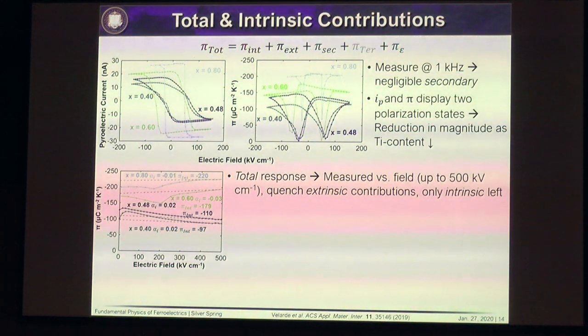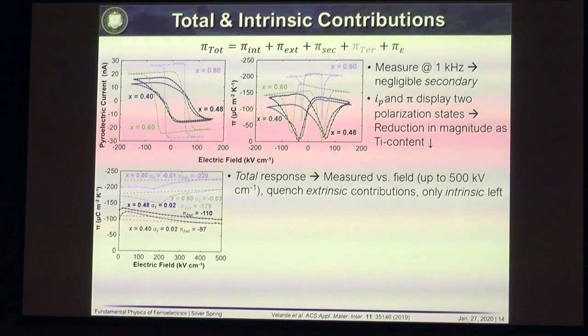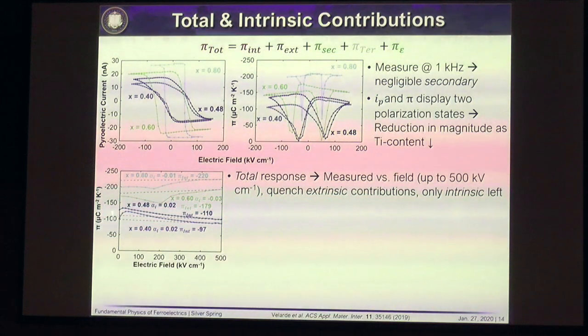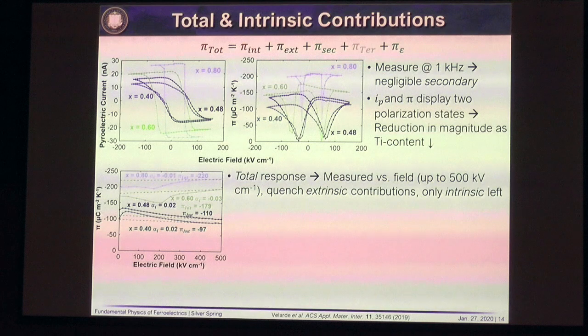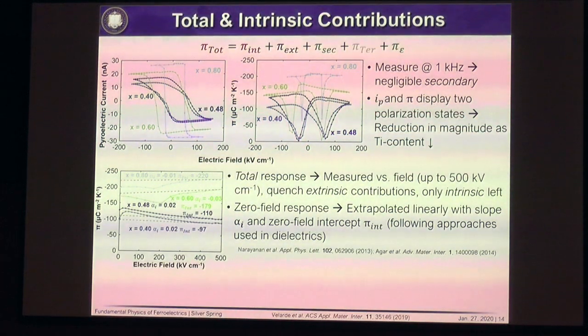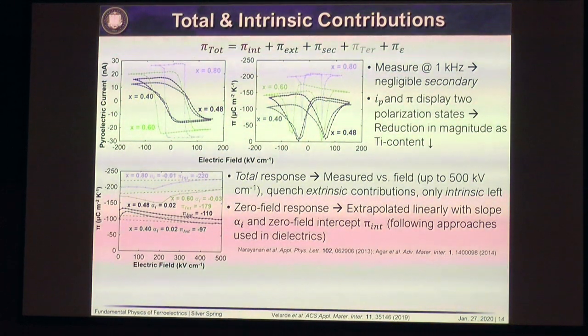What we did instead was to do these measurements as a function of applied field, where if we go to high enough fields, we can effectively quench out extrinsic contributions. So here are these pyroelectric coefficients measured as a function of increasing DC field in the system, such that we're only left with the intrinsic behavior in these systems. There's a number of papers in the literature that do these sorts of things, and then you can extract back from this, using a linear extrapolation method, an intrinsic zero-field value for your sample in these systems.